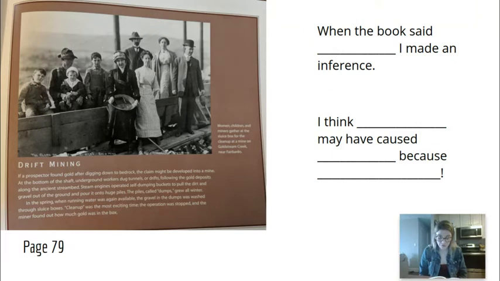Okay, so drift mining. If a prospector found gold after digging down to bedrock, the claim might be developed into a mine. At the bottom of the shaft, underground workers dug tunnels or drifts, following the gold deposits along the ancient stream bed. Stream engines operated self-dumping buckets to pull the dirt and gravel out of the ground and pour it onto huge piles. The piles called dumps grew all winter.